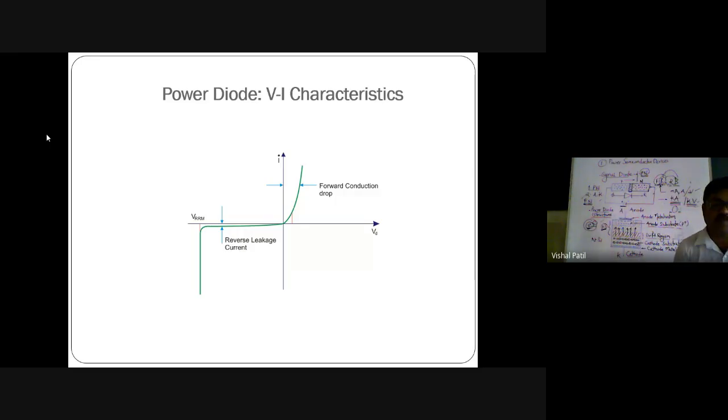The first quadrant operation we get because of the forward bias connection of the power diode. When the power diode is connected in forward bias, it means the P type, or the anode, is connected to the positive terminal and the cathode is connected to the negative terminal. This is the normal operation of the power diode, because of which we get the normal forward current as expected in the first quadrant of the VI characteristic. But if we reverse the connection, that is, if we put the power diode in reverse bias, what happens?